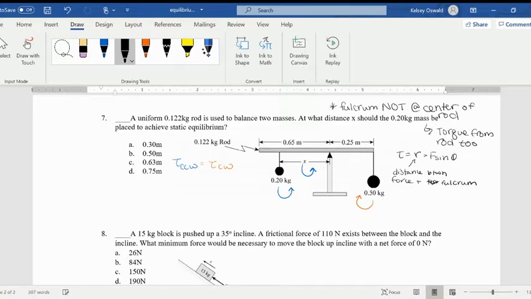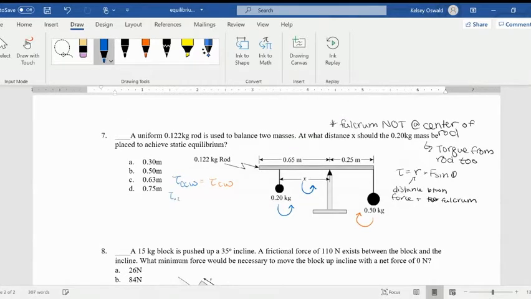Looking at the things making it rotate counterclockwise, we have our 0.2 kilogram ball and our rod itself. Since we have two things making it rotate counterclockwise, we want to add those two together to equal everything making our rod rotate clockwise, which will be our 0.5 kilogram ball.